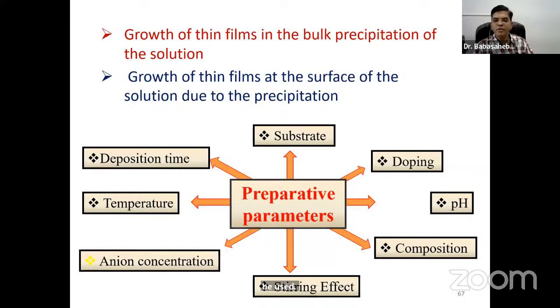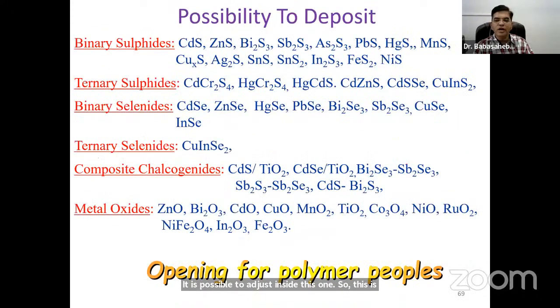So what are the preparative parameters? Type of the substrate, doping, pH, composition, stirring, cation, anion, concentration, their ratio, temperature, and deposition time. These are the preparative parameters that it is possible to adjust. So this is a very simple technique. It is very simple and low cost, and it is possible to have large area deposition as well. So you can deposit sulfides, selenides, different chalcogenides or oxides by using this technique.